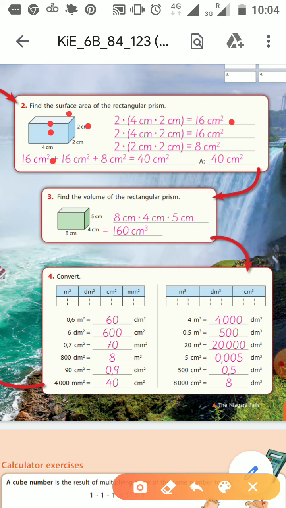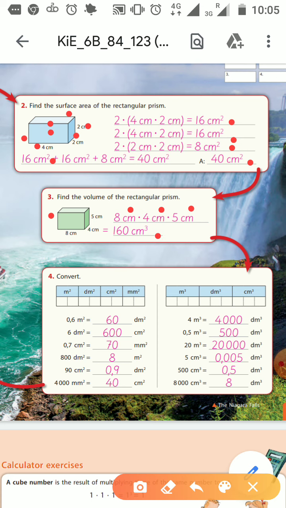So this top one here and below it, underneath there, is also 4 times 2, and there's 2 of them, which is 16 centimeters. And then the sides here as well. This is 2 times 2, and over here you've got 2 times 2 as well, and that's 8 centimeters. So you should have got 40 centimeters squared for that one. This is a straightforward work out the volume. 8 times 4 times 5 is 160 centimeters cubed.